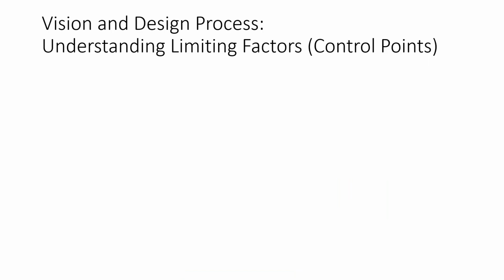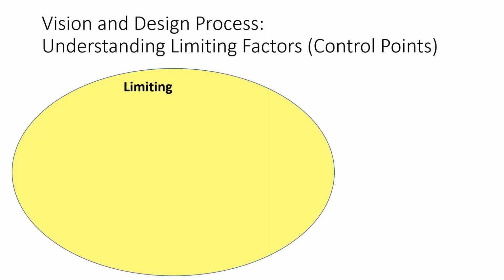So speaking of connecting, when we talk about the visioning and designing process, we use the term limiting factors, or some people call them control points. And these are really helpful at the outset as you imagine what your trail or trail system is going to look like. And essentially, the control points are dots on a map, and they are going to be features that you are going to work your trail around to either highlight or avoid. And so in this graphic, we're going to talk about some limiting factors.